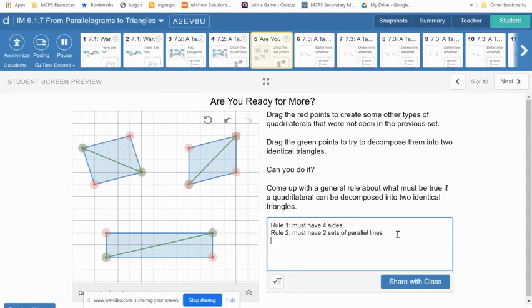And rule number 3. Must have opposite identical angles. Not angels. So if you notice, this angle right here is 90 degrees and the opposite is also 90 degrees. If you notice, this angle is acute and the opposite angle is identical, and it is also acute. All right, share with class.